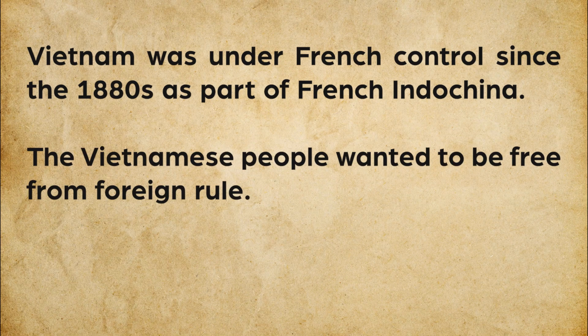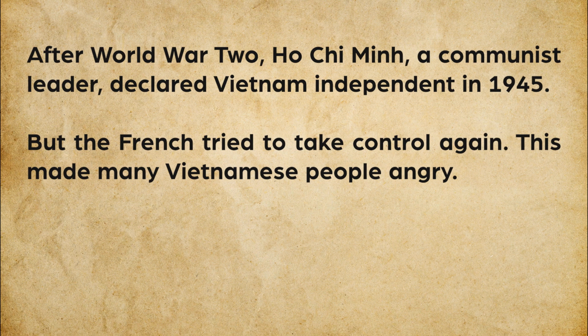Vietnam was under French control since the 1880s as part of French Indochina. The Vietnamese people wanted to be free from foreign rule. After World War II, Ho Chi Minh, a communist leader, declared Vietnam independent in 1945, but the French tried to take control again. This made many Vietnamese people angry.